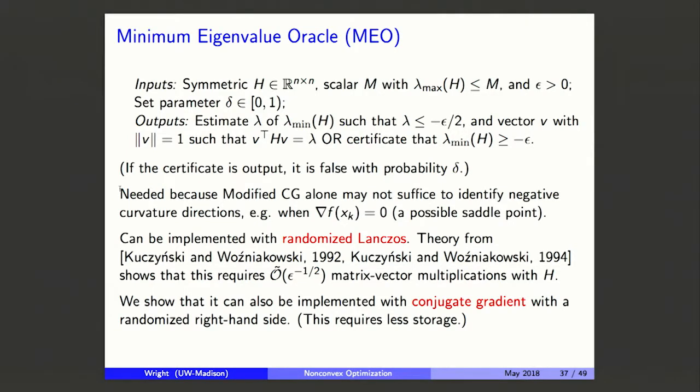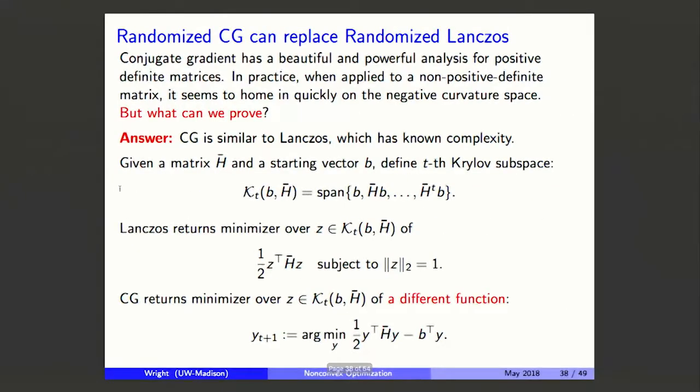The other component is one that explicitly finds minimum eigenvalues of a given matrix. So I give you a matrix H, and I give you some failure probability delta, and I ask you to come back with a negative curvature direction, okay? Or else a certificate that all the eigenvalues are above a certain level. As I mentioned earlier, this randomized Lanczos procedure, which appeared in the literature about 25 years ago, shows that you can do that with order epsilon to the minus 1/2 iterations. What we did was to show that you didn't need to use Lanczos. You could use conjugate gradient instead, and basically it has the same complexity.